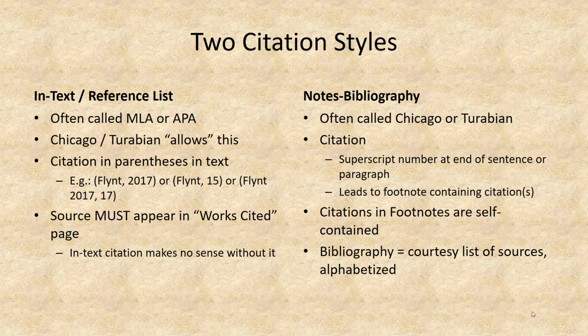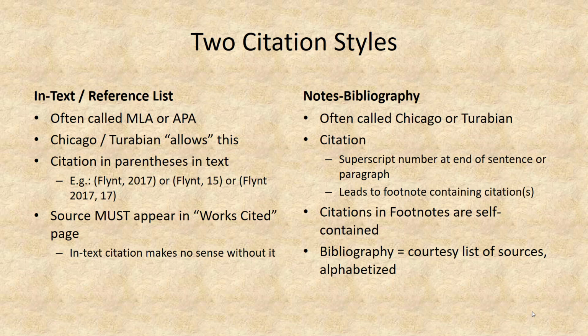First, let's distinguish between the two basic citation styles: the in-text citation style that requires a reference list, aka works cited, and the notes style that includes an alphabetized bibliography as a courtesy to the reader. You probably call the in-text reference list style either APA or MLA, as those style sheets allow only such citations. Chicago Turabian allows in-text, but hold tight.